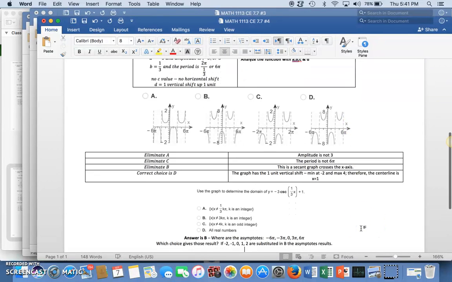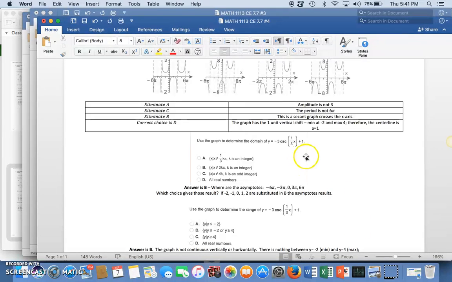Okay, now they ask you to determine the domain. Well, your domain, each asymptote is at every 3 pi. 0, 3 pi, 6 pi, -3 pi, -6 pi. So that's what you're looking for, are multiples of 3 pi. So I believe B is going to give you that answer. The range, remember we said the minimum was at -2 and the maximum was at 4.